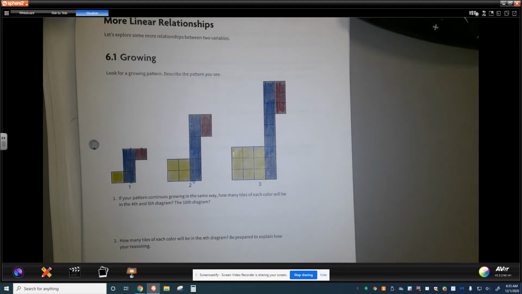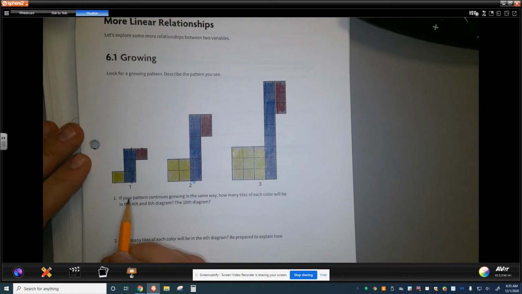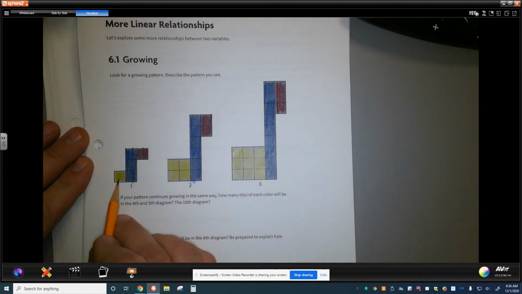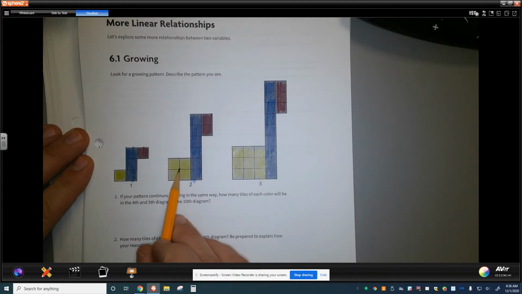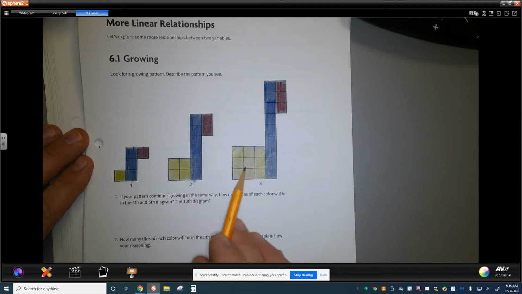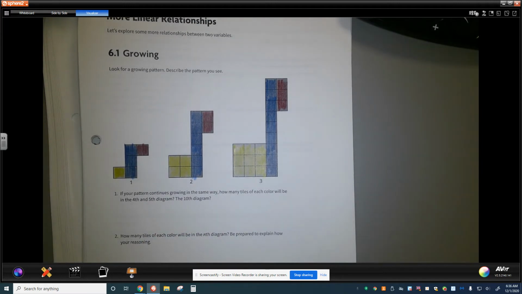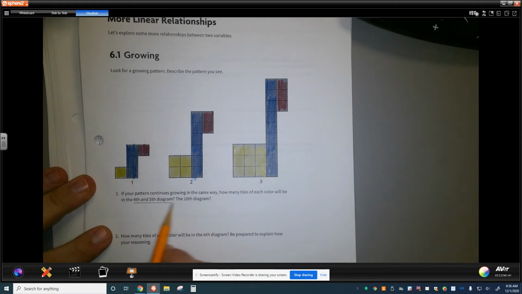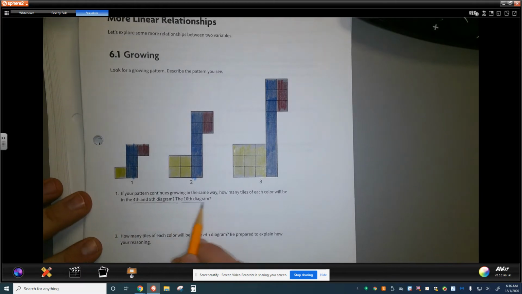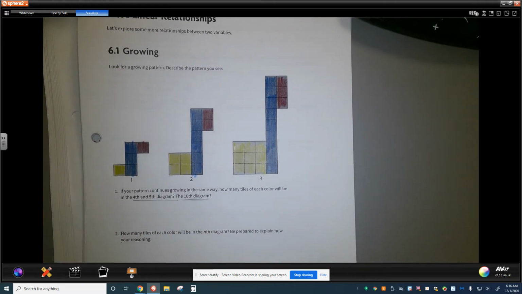We see three images. I've colored these to match what we'd see in the book. This first little yellow box corresponds with each of these other two boxes, the blue with the blue and the red with the red. So if your pattern continues growing in the same way, how many tiles of each color will you see in the fourth and fifth diagrams? And then finally in the 10th diagram. Go ahead and take a minute to answer that.